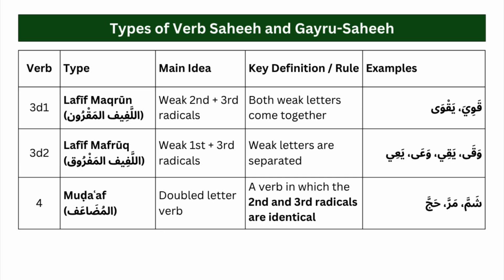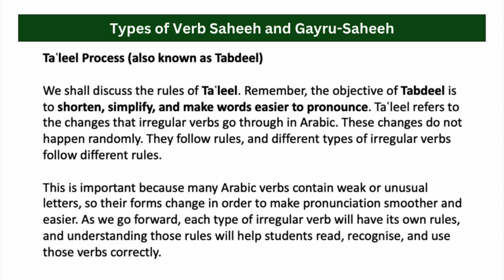Then the slide gives one more category, muda'af, the doubled letter verb. This is when the second and third radicals are the same. Examples include shamma, marra, and hajja. So this is not a weak verb and not a hamzated verb. It is its own special family.